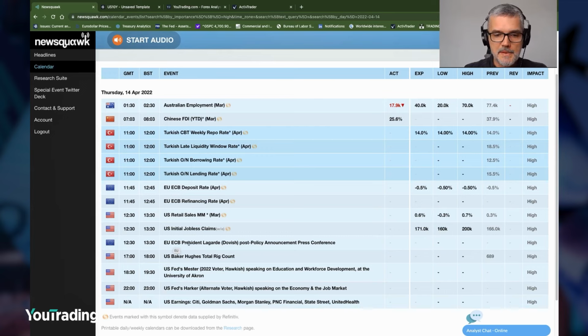depending on what ECB President Lagarde says in the post-policy announcement press conference at 1:30 British Summer Time. So 45 minutes after the initial move, we could get a reversal or a continuation higher, depending on what they say about their asset purchase program.